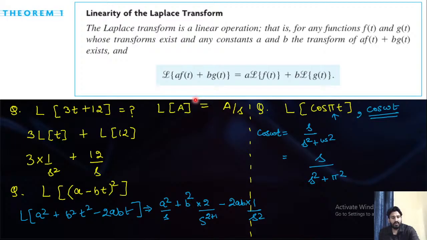As we know, Laplace is nothing but an integral. In the definition of the Laplace, there is integration, and integration also follows the linearity property. So you can say automatically the Laplace will follow the linearity property. It means that you can bifurcate the terms and calculate the Laplace transform of any function, right?